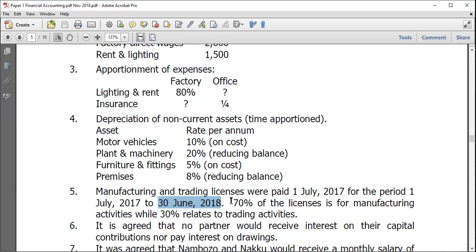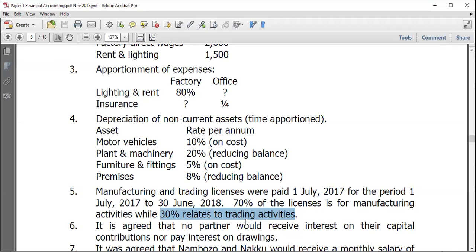Now, the next thing the examiner says is 70% of the licenses is for manufacturing activities, while 30% relates to trading activities. So it means that for the factory overheads, we are only going to charge 70%. The other 30% will go under our selling and distribution expenses. Okay, so that is what I'm going to basically do.